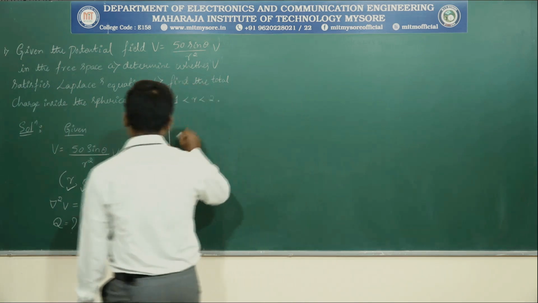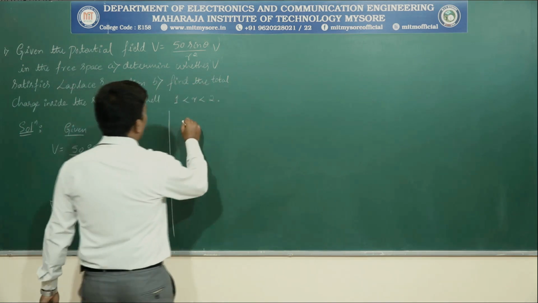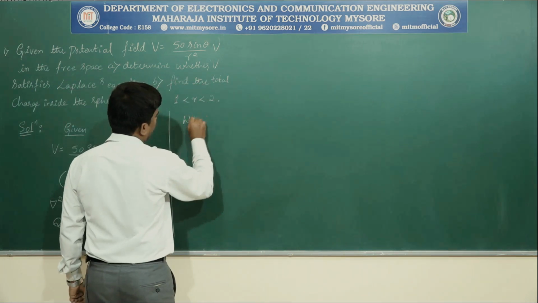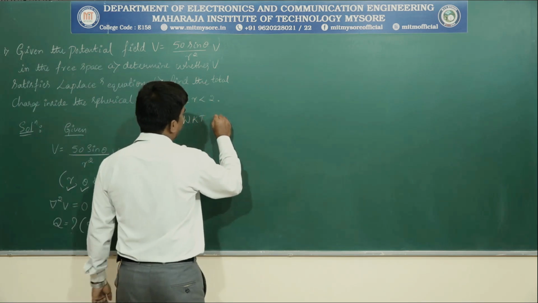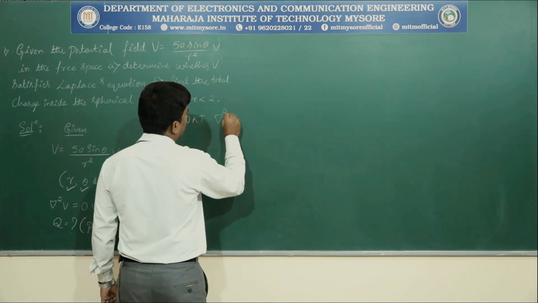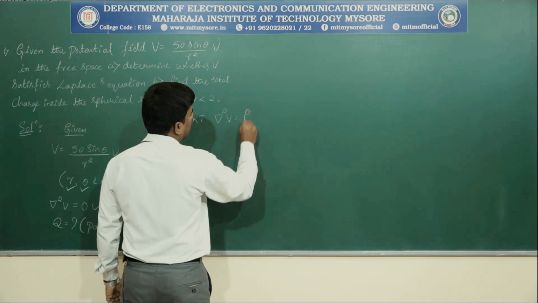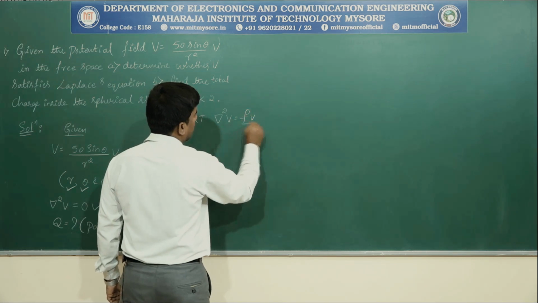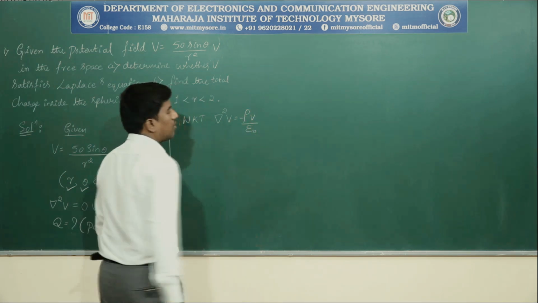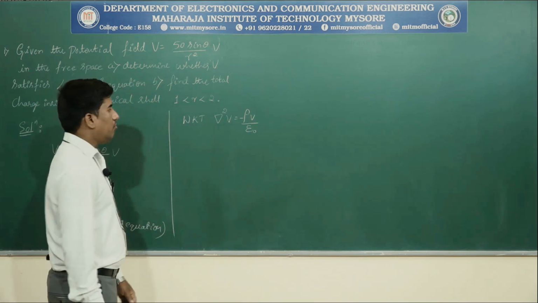The total charge is Q. We know the Poisson's equation, that is gradient square V is equal to minus rho V divided by epsilon naught. This is the Poisson's equation we knew, right?